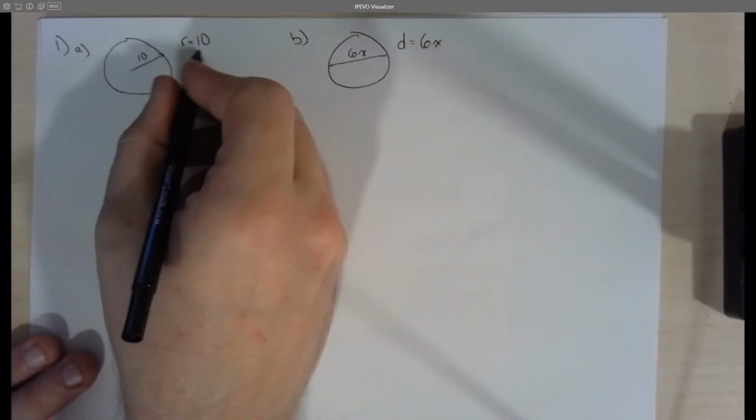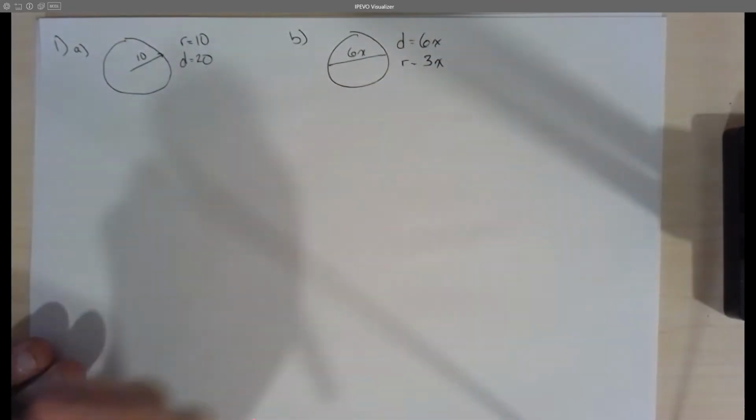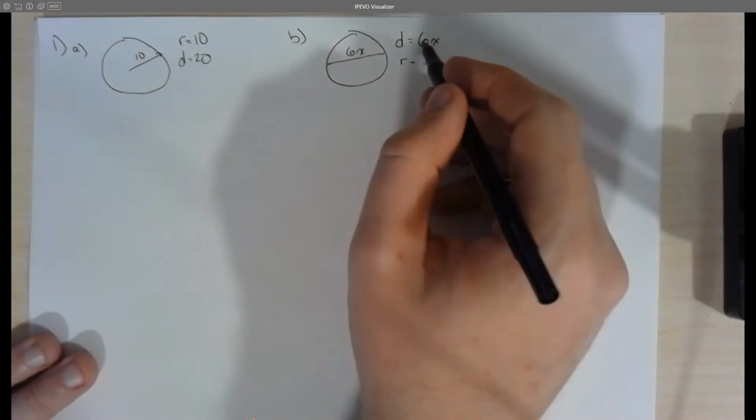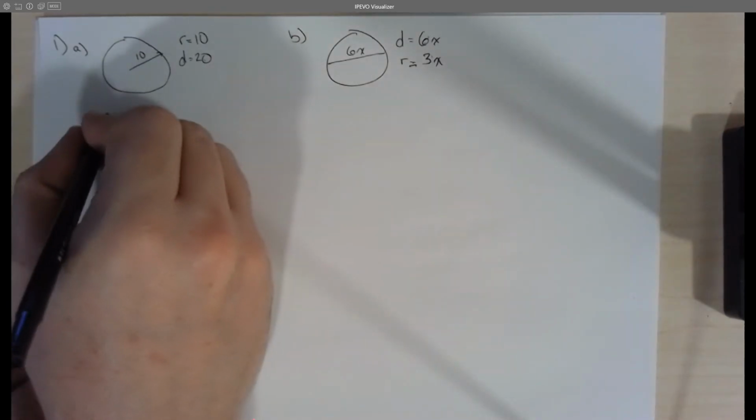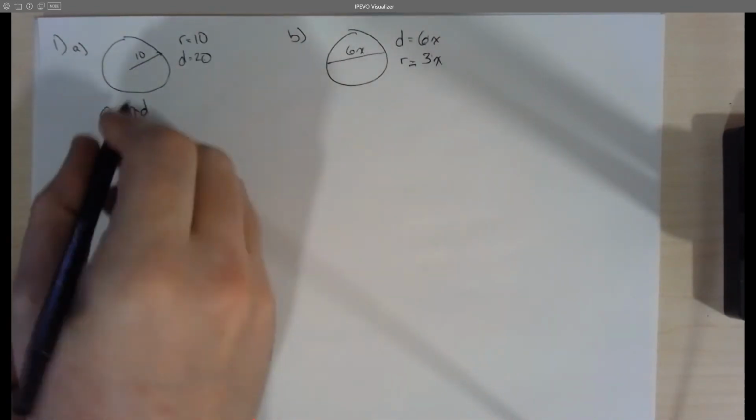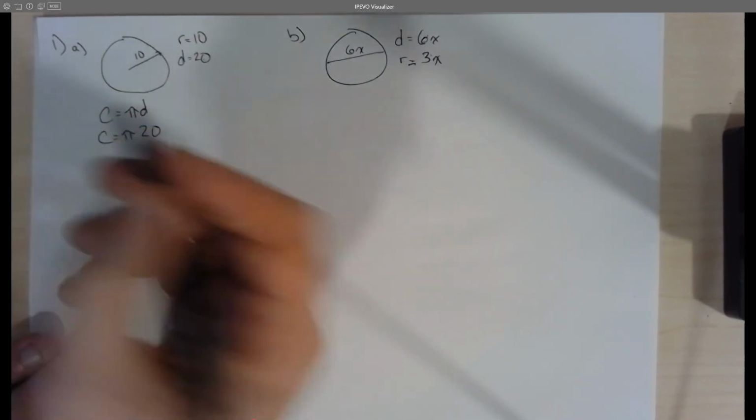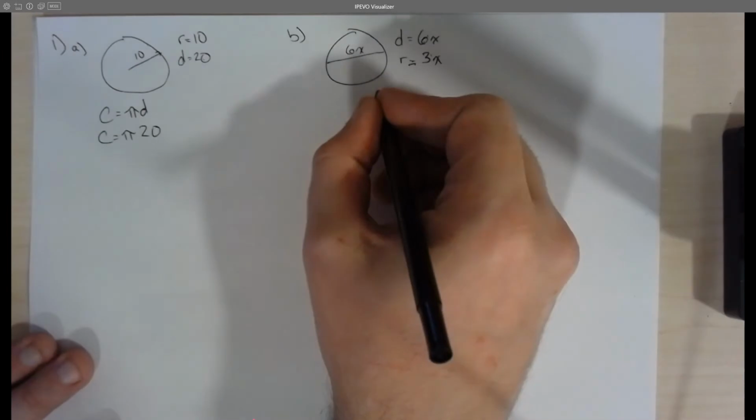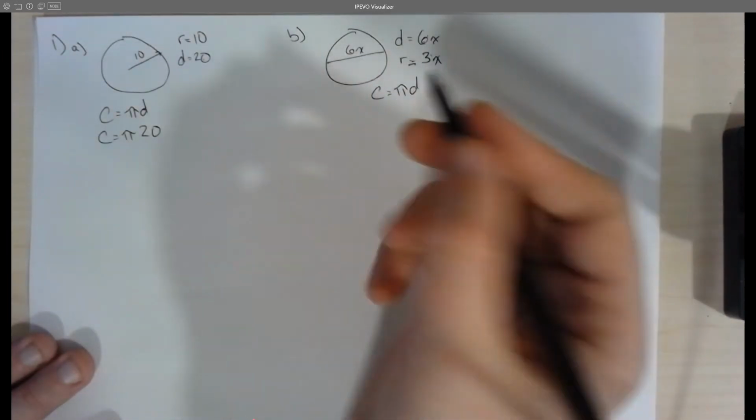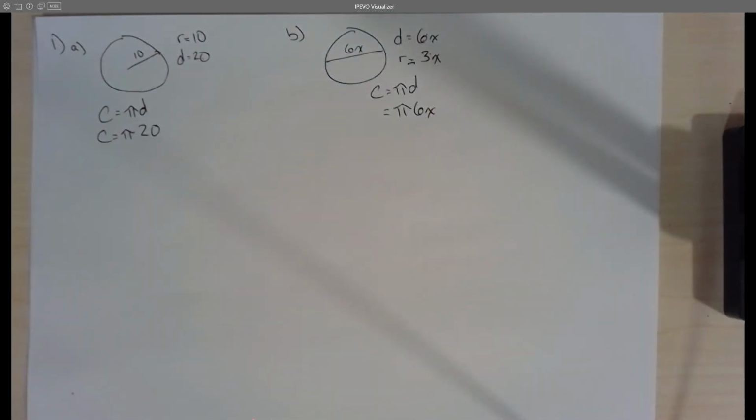To figure out the rest, remember diameter is just double the radius, or radius is just half the diameter. So double of 10 would be 20. Half of 6x would be 3x. Let's do circumference first. Circumference equals pi d. Our d is 20, so pi 20, or 20 pi if you want to reverse that. Because we can leave our answers in terms of pi, there's our answer. Here, circumference equals pi d. d is 6x, so pi 6x, or 6x pi, would be the answer in that question.